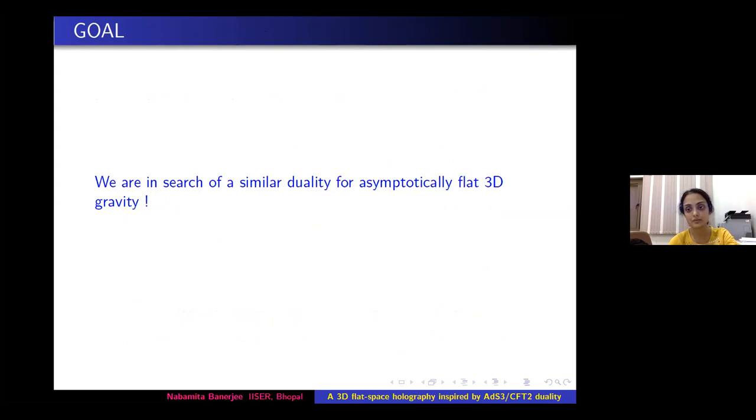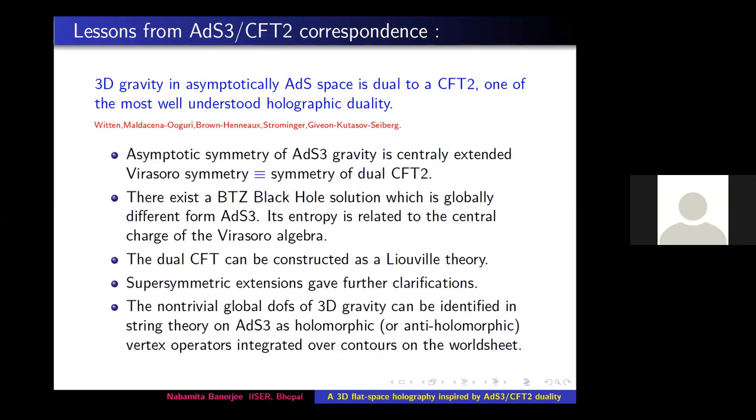Nabamita, just one question regarding your previous slide. Yes. When you say that the Liouville theory is the exact dual CFT, what you mean is that it captures the classical gravity. Right. Yeah, I mean the loops in the bulk, or in some sense the 1/N corrections in the boundary theory, are not captured by Liouville. No, they are not captured. It's a classical equivalence. Yes. Right. Okay. I just wanted to clarify.